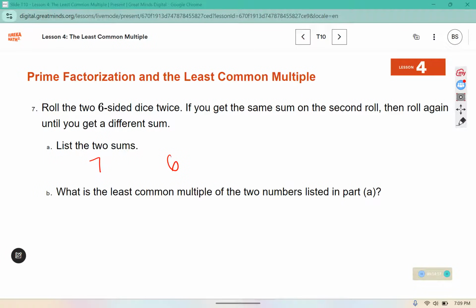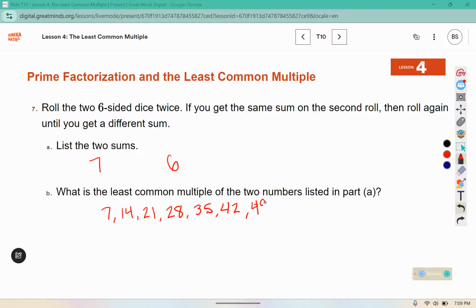Now we are finding the least common multiple of the 2 numbers that we listed in part A. We're listing out multiples of 7. Oh, I skipped 21. 21, 28, 35, 42, 49, 56, 63. And now let's do the multiples of 6.